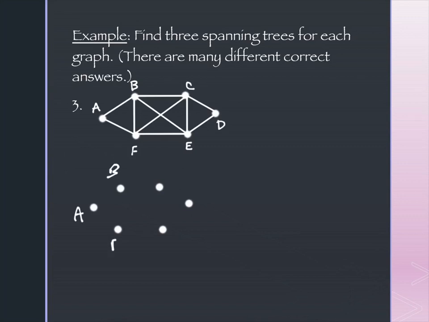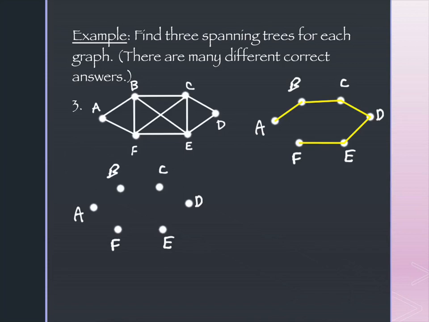B, F, C, D, and E. So I have to have all my vertices, and I have to have a way to get from one point to every other point. Now, maybe the simplest option, I'll do it on the top right, is to simply let our edges go around in sort of a circular fashion. A to B, B to C, C to D, D to E, E to F, and we stop.